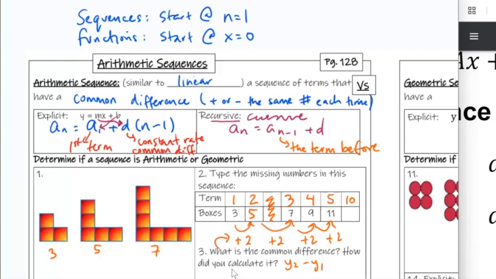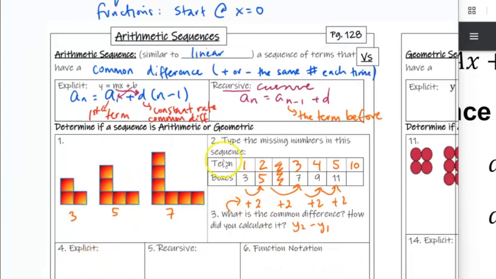All right, once you find that, that is your constant rate of change or your common difference. So let's write this in explicit form. Explicit form here is your formula right here. We're going to write a sub n, the first one, is equal to a sub 1. What is the first term? Well, we know the first term is 3, plus my common difference, which is 2. So this is 2, parentheses, and n minus 1.